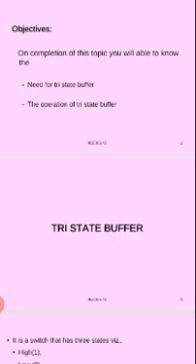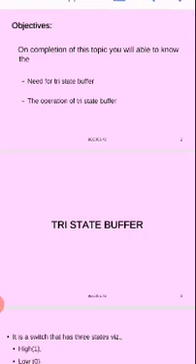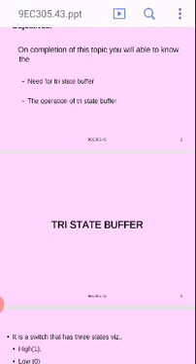Objectives. On completion of this topic, you will be able to know the need for tri-state buffer, the operation of tri-state buffer.